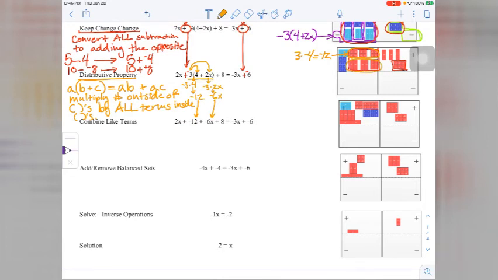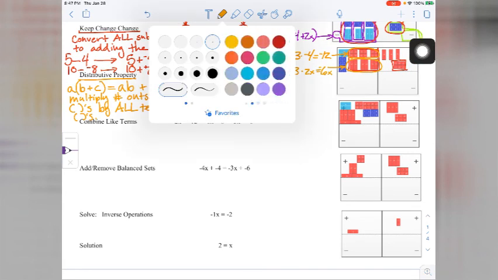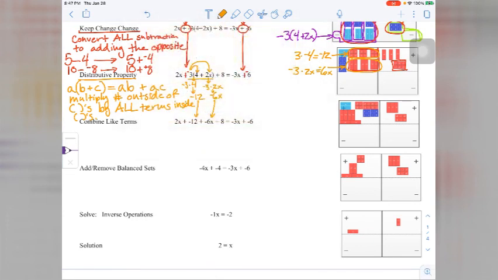The same thing applies to the negative x. So when you have -3 times 2x, instead of having -3 groups of 2x, I am just going to say I have 6 negative x's altogether. Oh, I'm also noticing I made a mistake up here. This should be -3 times 4, not 4 times -3, so I will go ahead and fix that. So this is -3 times +4, which still equals -12. And that is what the distributive property looks like in tiles.